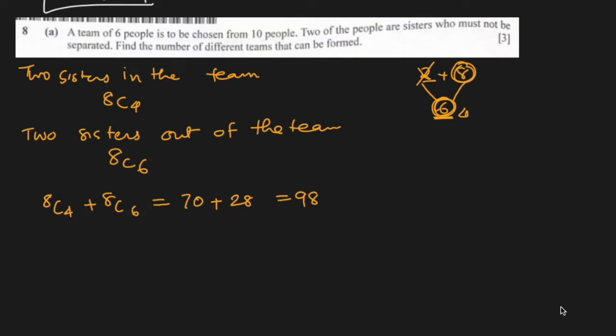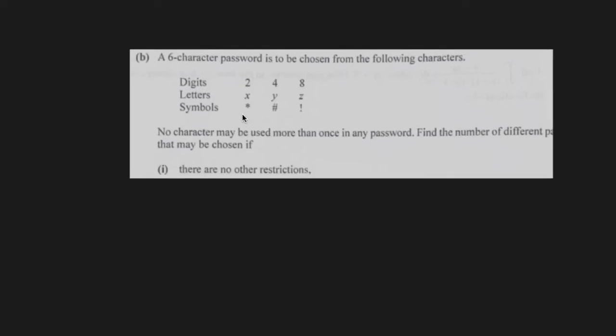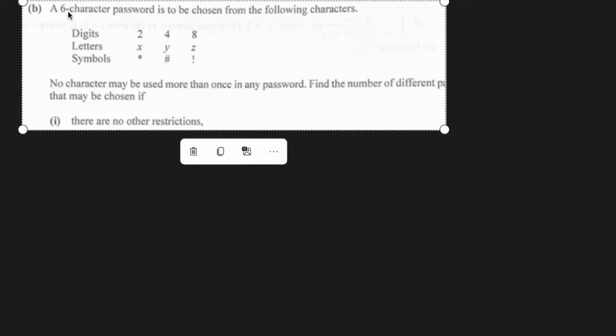Okay. What next? It's a different question. A 6-character password is to be chosen from the following characters. Digits are 3, letters are 3, symbols are 3. No character may be used more than once in any password. Find the number of different passwords that may be chosen if there is no restriction. No restriction means anyone can come any time you want. And for that, we have 9 of them: 1, 2, 3, 4, 5, 6, 7, 8, 9.